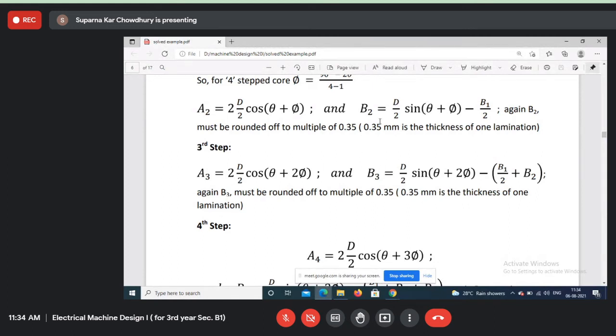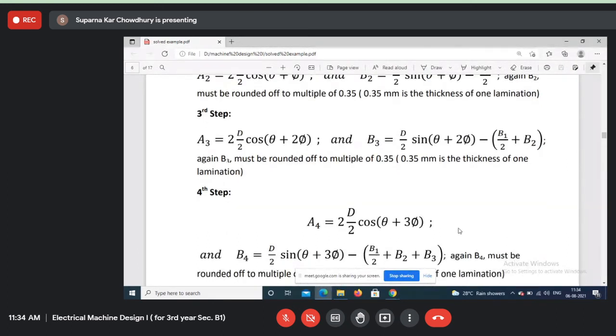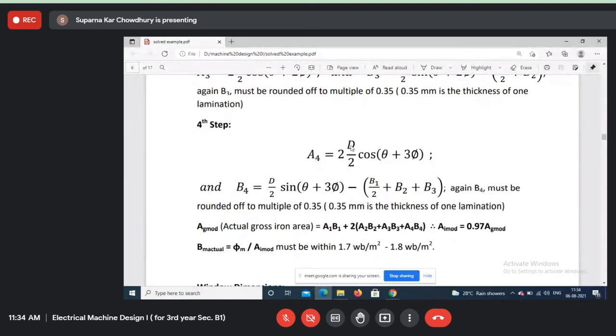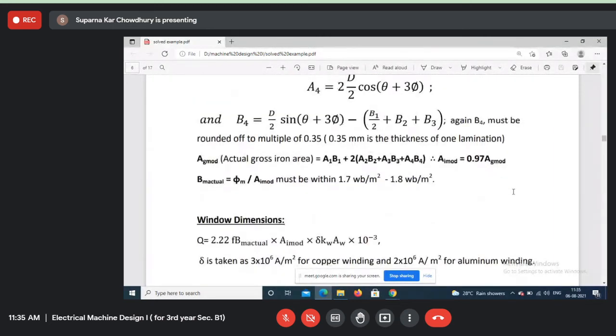That is, here we should take the rounded off final value of B1. Similarly, here we should take all the rounded off values of B1 and B2. Always take the final value, whatever changes we have made. So similarly, we can go for the fourth step. A4 will be 2 D by 2 cos of theta plus 3 phi. So B4 will be this one. So now we have got all the dimensions.